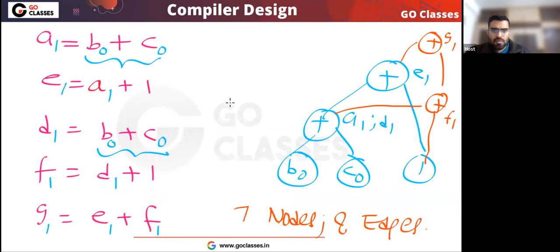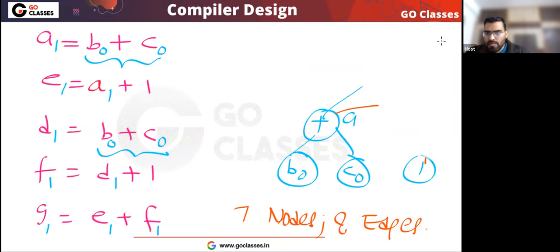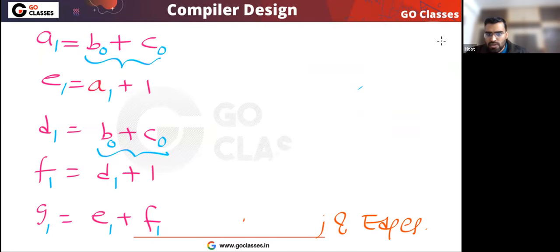What is the doubt? Why not make F1 the same node? Because they are not the same. Are they the same? This is A1 plus 1, this is D1 plus 1. Wait a second. Oh, sorry, there is a mistake here. Pardon me, sorry for that. Thank you for pointing it out.